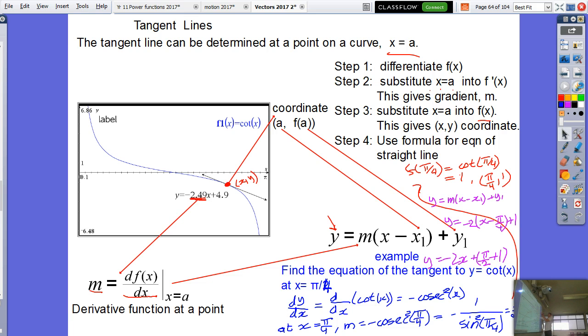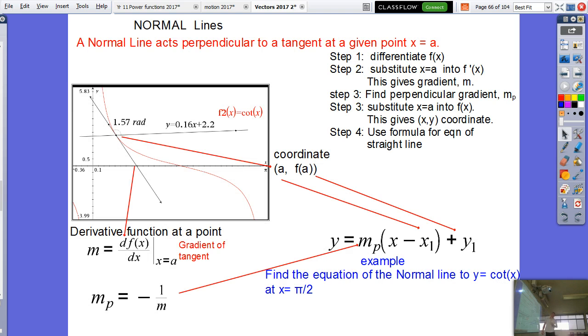What does that help us with? By definition, if that's your tangent there, then the normal line is this one that's coming off at pi on 2 radians or 90 degrees. And the other thing that you have to do to your steps, which we'll practice next lesson, is use this rule to get the perpendicular gradient, which we looked at in mathematics. And that's the only extra thing we have to do to get a normal line.